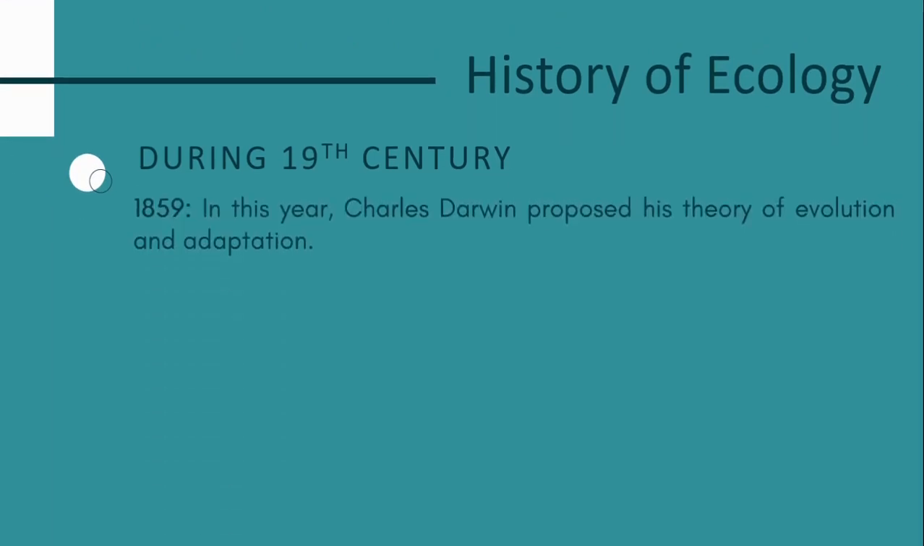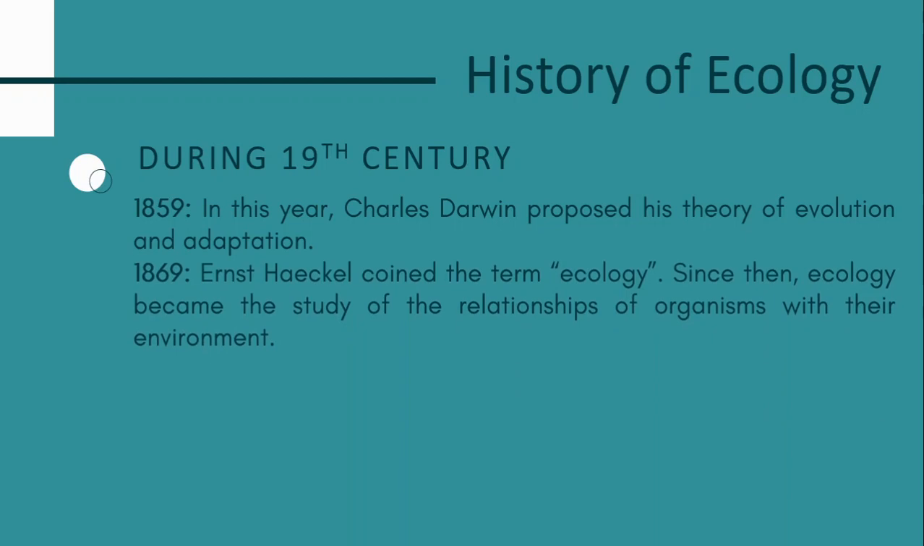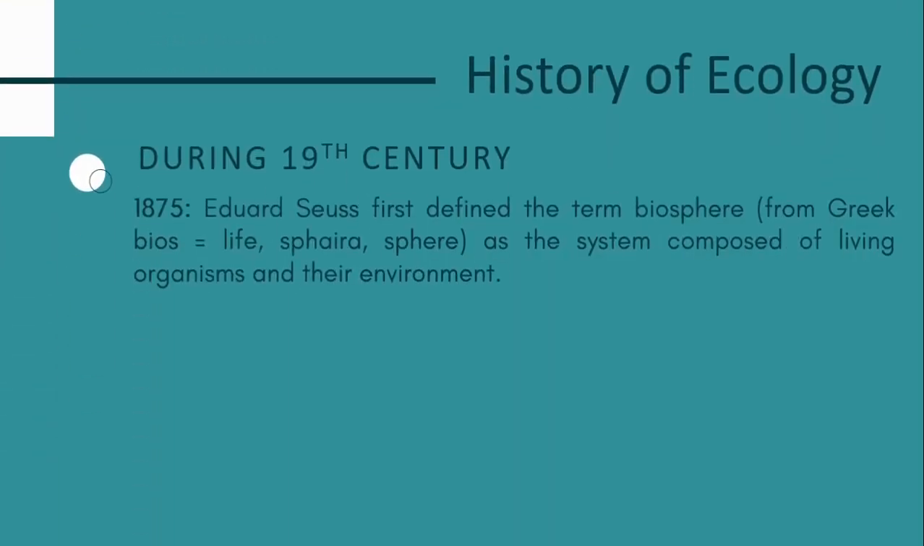Next, during the 19th century, Charles Darwin proposed his theory of evolution based on natural selection and adaptation. During 1869, Ernst Haeckel coined the term ecology. Since then, ecology became the study of relationships of organisms with their environment. During 1875, Edward Suess first defined the term biosphere, from Greek bios, which is life, and sphaira, which is sphere, as the system composed of living organisms and their environment.